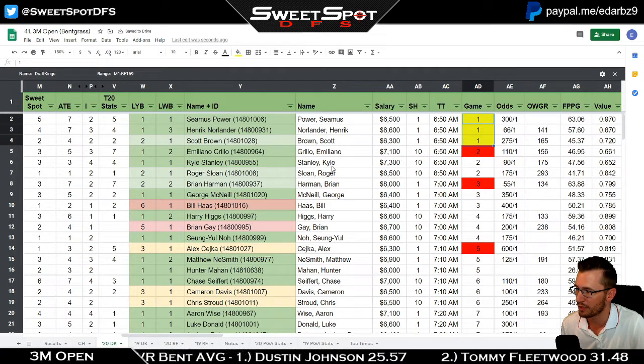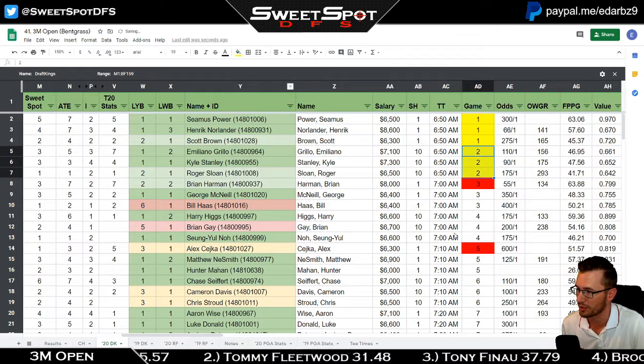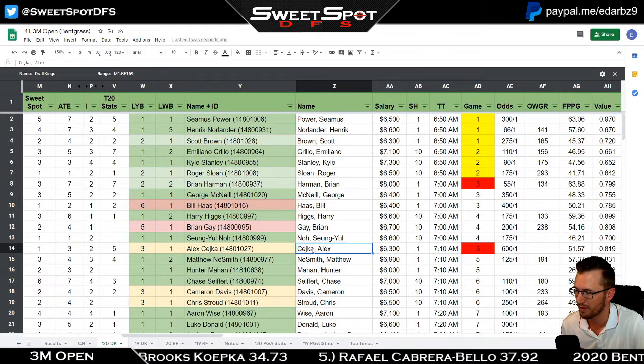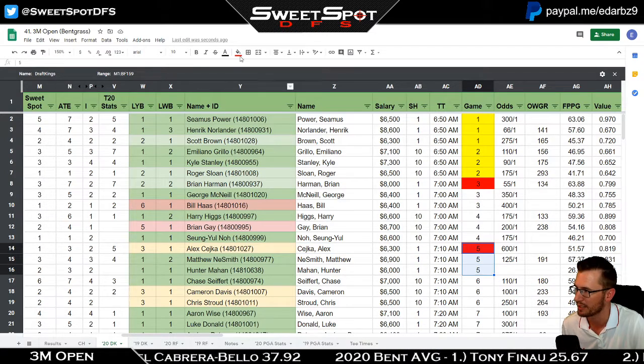Emiliano Grillo, Kyle Stanley, Roger Sloan. Another good pairing there. So, let's go ahead and color those guys in. I don't care about really Harmon, McNeil, and Haas, so I'm just going to leave that as is. I do like Matthew Naismith. That goes with Alex Cheka. Might as well highlight these guys as well.